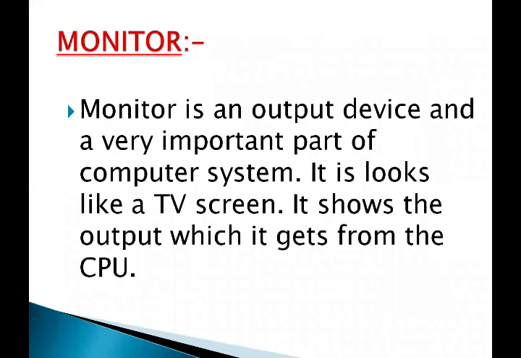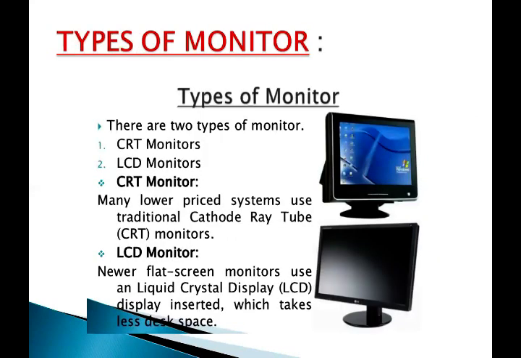Monitor is an output device and a very important part of the computer system. Now we will share the types of monitor. There are two types of monitors: CRT monitor and LCD monitor. CRT is the abbreviation of cathode ray tube monitor, and LCD is the abbreviation of liquid crystal display.